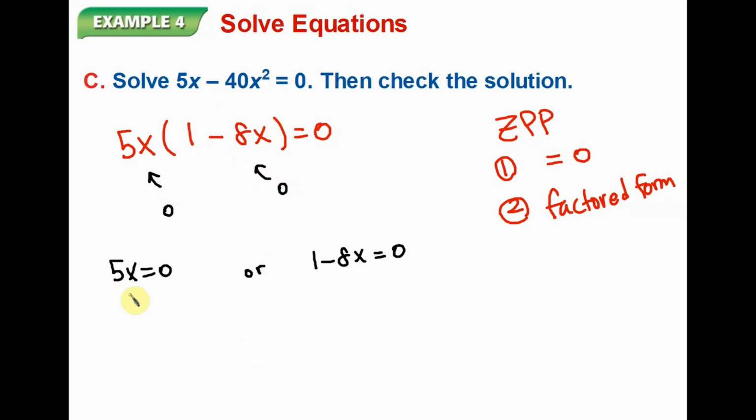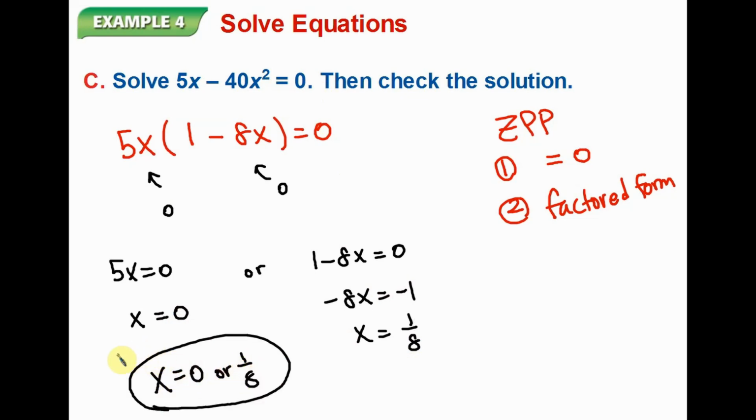Let's begin to solve this. So 5x is equal to 0, which means 5 times 0 will make you 0. The next one, 1 minus 8x is equal to 0. So subtract 1 from both sides, negative 8x becomes negative 1. Divide by negative 8 on both sides, x becomes positive 1/8. So if you had x equal to 0 or 1/8, it will result in 0 at the end. So my answer will be x is equal to 0 or 1/8 to make this equation true.